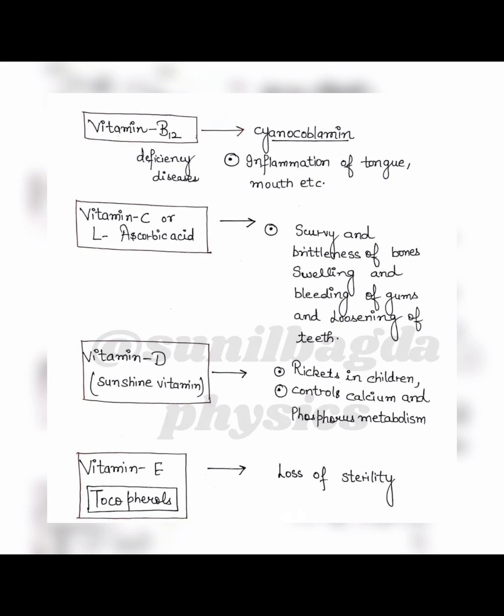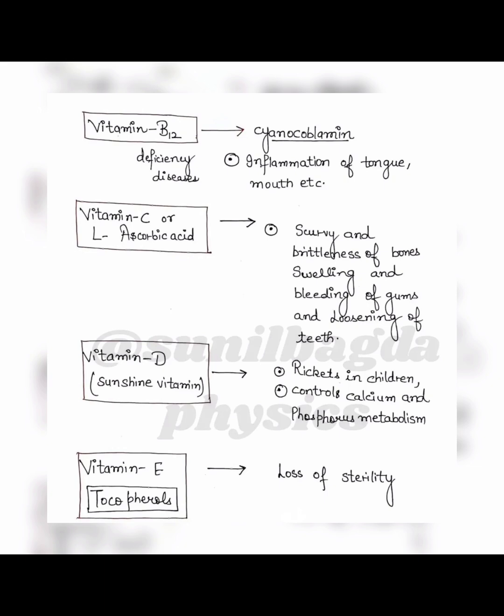of teeth. Vitamin D is also considered as the sunshine vitamin, and deficiency of vitamin D causes rickets in children; it controls calcium and phosphorus metabolism. Next one is vitamin E, which is also considered as tocopherol. Deficiency causes loss of sterility.